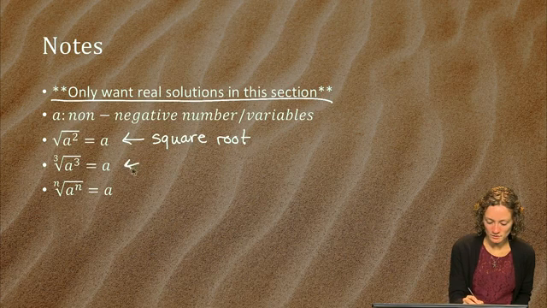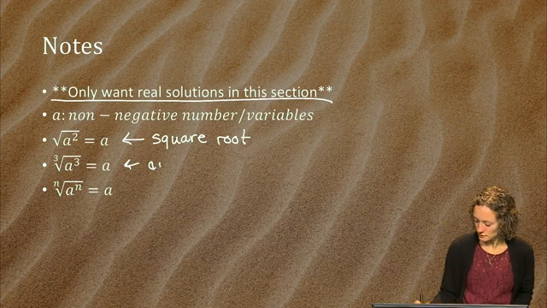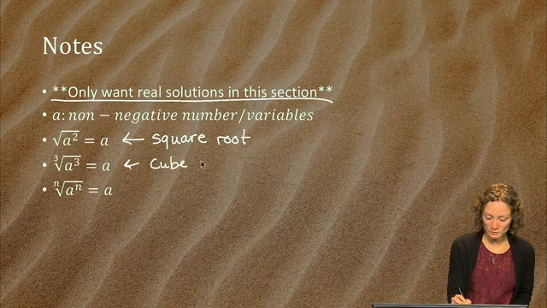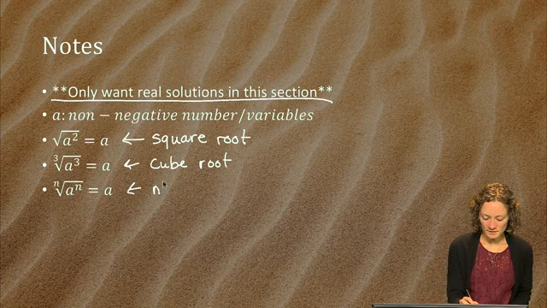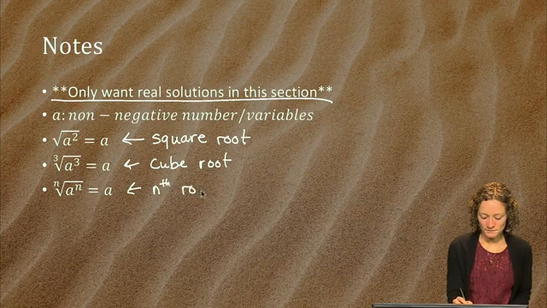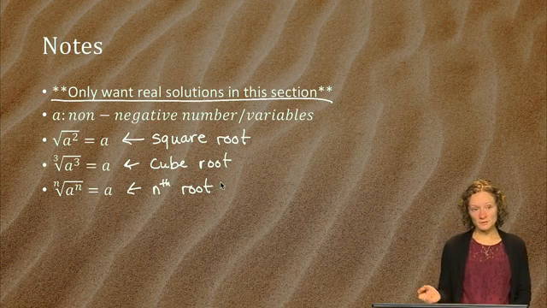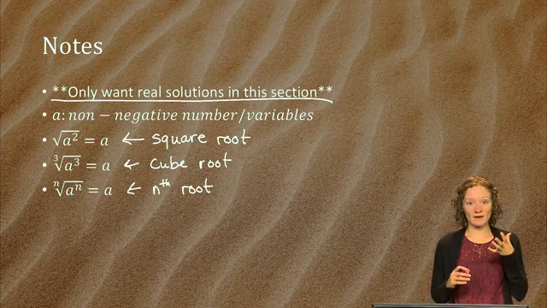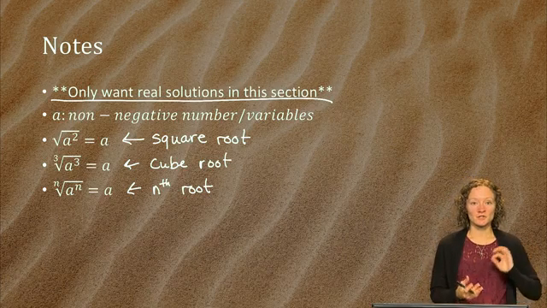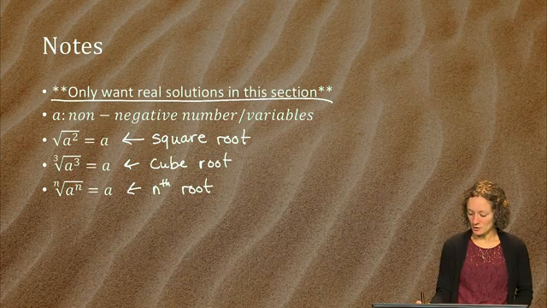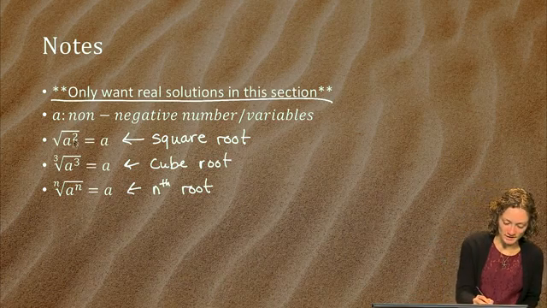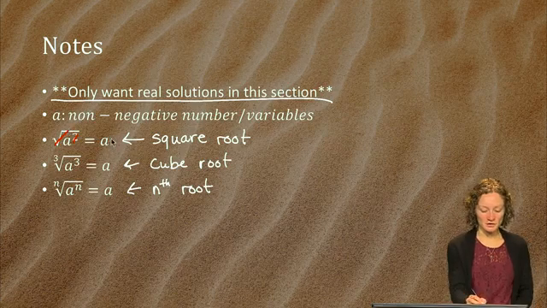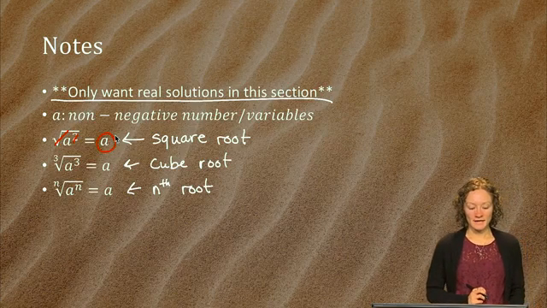We have a square root. Let's fix that. A cube root, and this is called an nth root. And the note is pretty much the same for all of them. If you have something squared underneath a square root, it undoes that second power. So essentially, the second power and the square root undo each other and leave you with a.